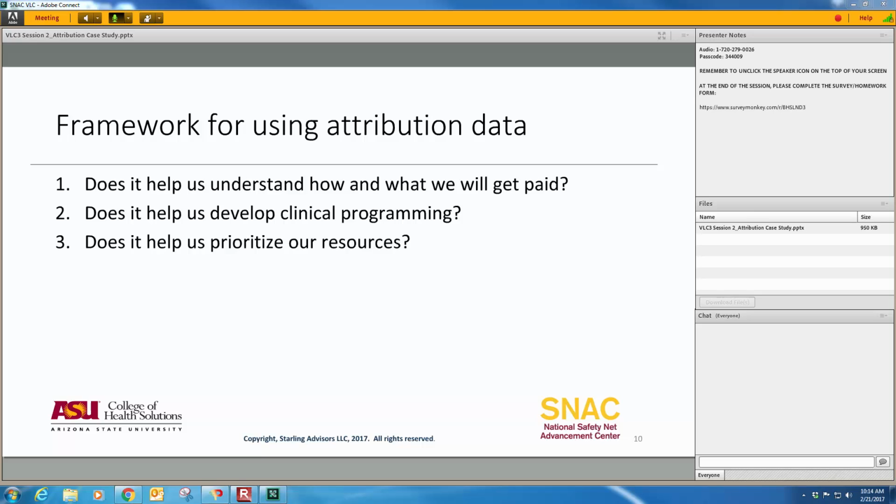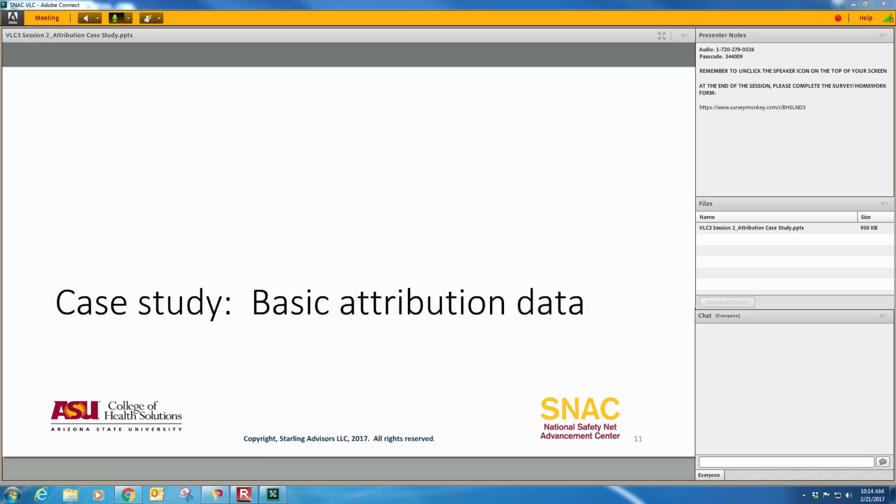And therefore, does it help us prioritize our resources? Can we use the information about the underlying population to make good decisions about how to care for and hopefully keep that population healthy? So in many ways, attribution really is the beginning of the skill sets necessary for all value-based reimbursement work. We're going to use these three questions as we look at the attribution data.